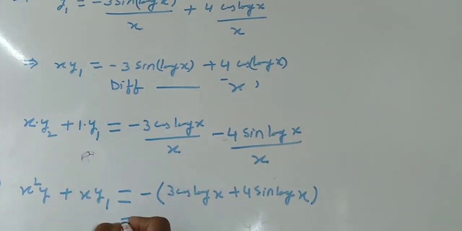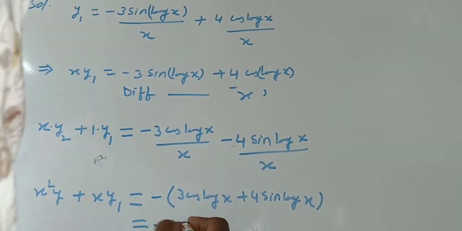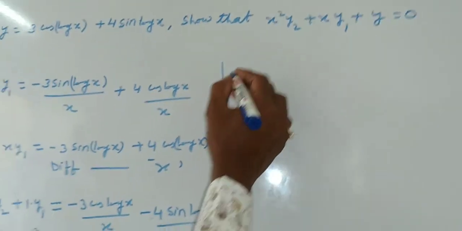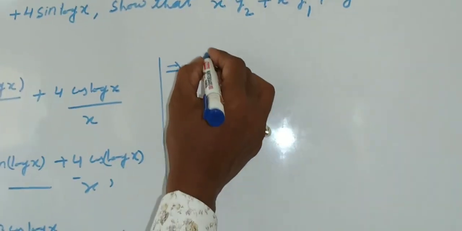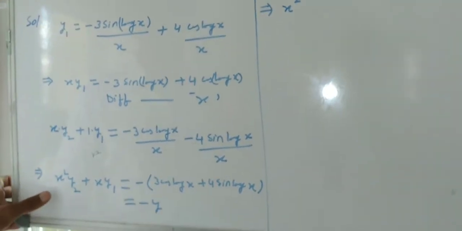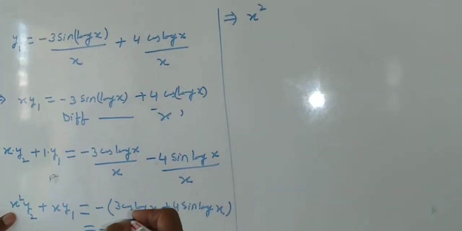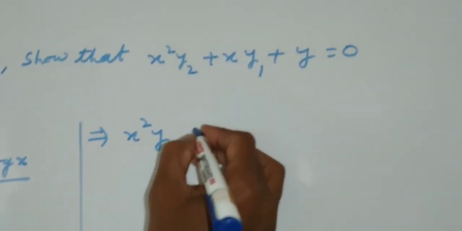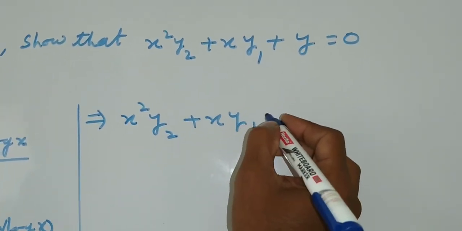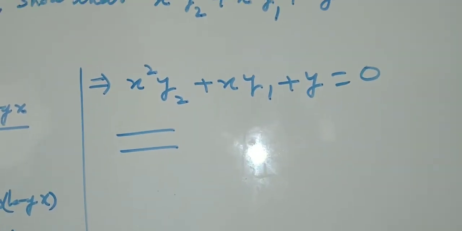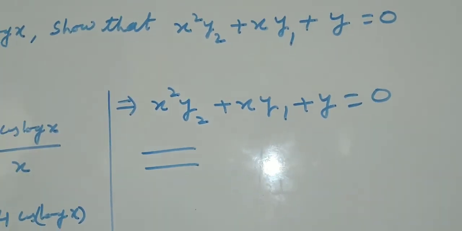So this is nothing but y, so we can replace this expression by y, giving minus y. So at last our result has come. We can write x square y2 plus x y1 plus y equals 0. This type of question is very easy and very important also.